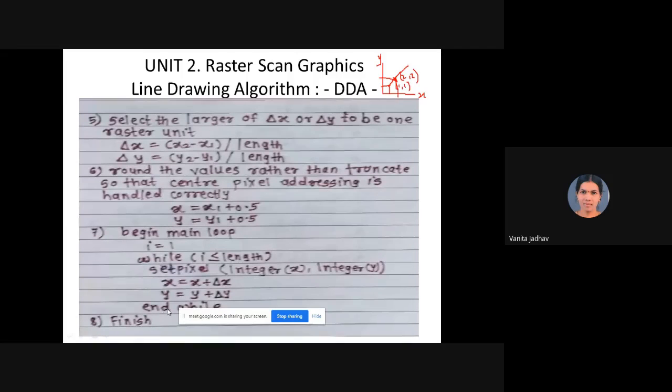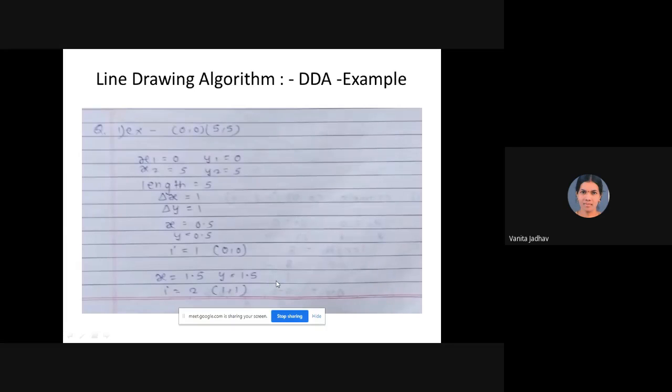At that time the value of I becomes 6, and 6 is not less than or equal to 5. So that's why we are not going into this loop. We are coming out of this loop, and that's why we are unable to plot 5, 5. This is the major disadvantage with respect to DDA. I don't know whether you are getting it or not.